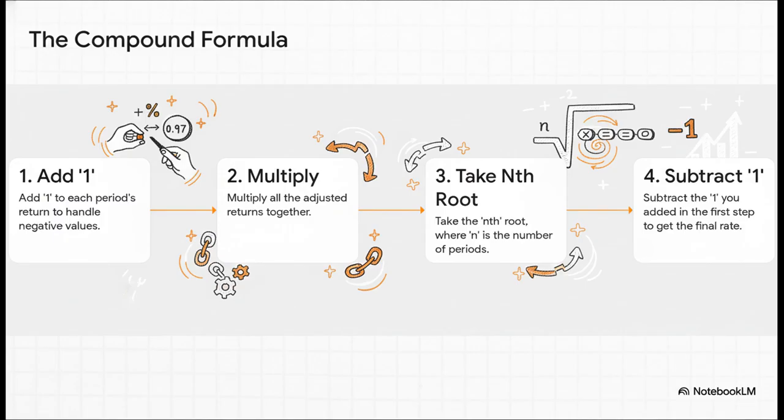And the real secret, the magic trick, is in step 1. We add the number 1 to each percentage. It's this brilliant little math hack. It turns a loss, like -3%, into a positive number, 0.97, which lets us multiply all the years together without the math falling apart. After that, we do a quick calculation to find the geometric mean, and then we just subtract that 1 we added at the beginning. And there you have it, your true annual rate.